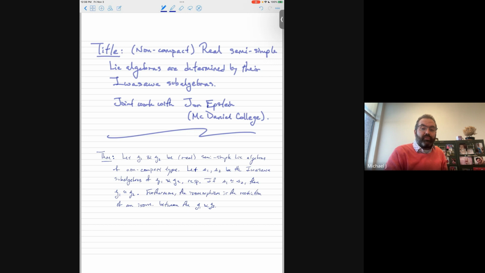Before doing that, I'll remind everyone why semi-simple Lie algebras and Lie groups are interesting. But if you want to have some examples in mind, maybe I should give you some examples. So maybe take G equals SL_n(R). This is a real Lie algebra that's of non-compact type. And here the Iwasawa algebra is just going to be the upper triangular matrices, obviously inside of SL. So maybe I should say of trace zero.